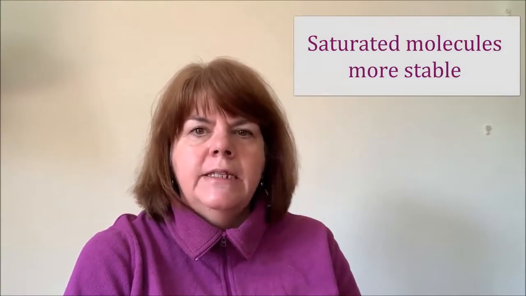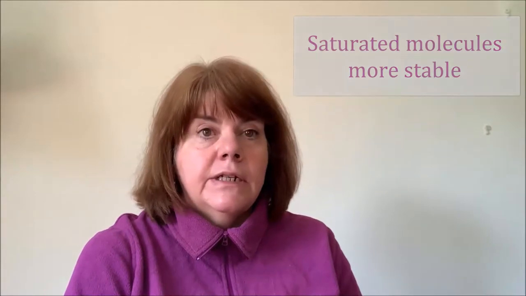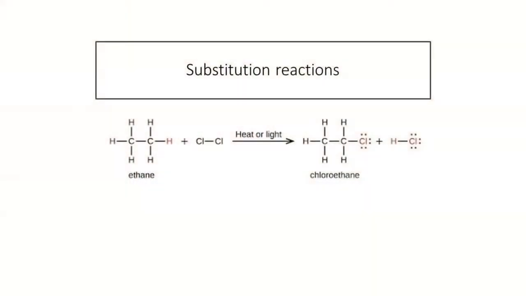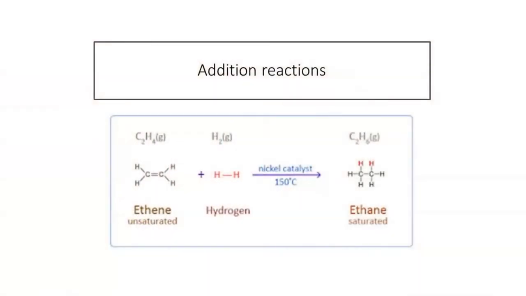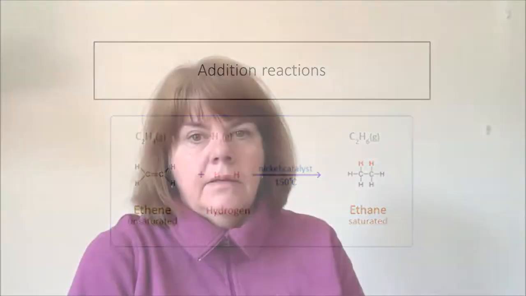Saturated molecules tend to be more stable. Saturated molecules undergo substitution reactions. We can see an example of this here. Can you describe what is being substituted in this reaction? Unsaturated molecules tend to be more reactive and they undergo addition reactions. We can see an example of this. The carbon-carbon double bond breaks and a hydrogen adds to each of the carbons, making a saturated product.